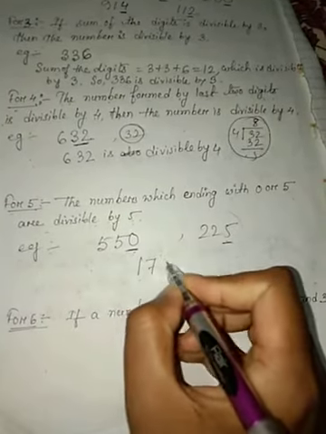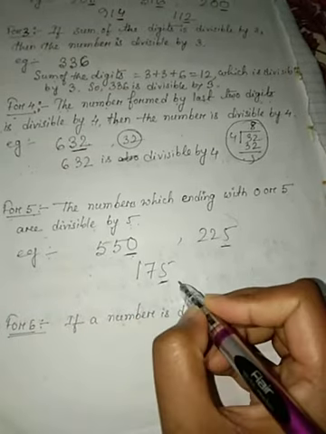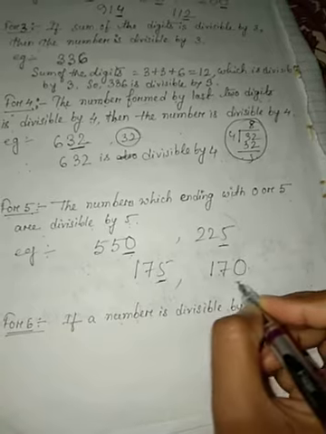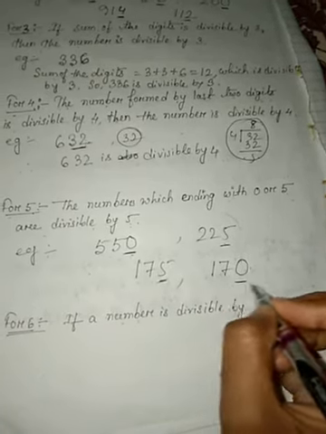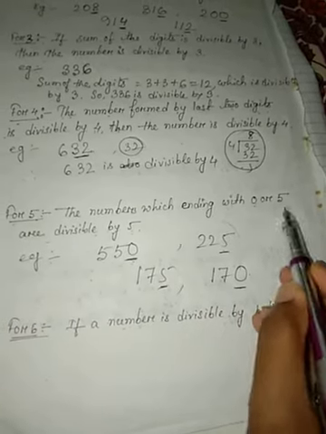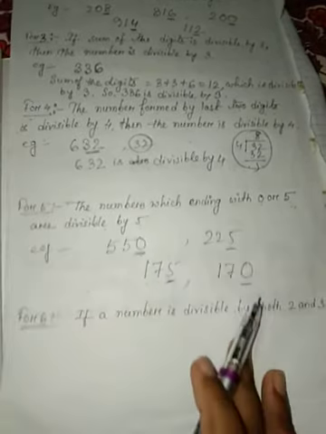Say 175. This is also ending with 5, so it is divisible by 5. 170 is ending with 0, so it is divisible by 5. That means any number which is ending with 0 or 5 is divisible by 5.